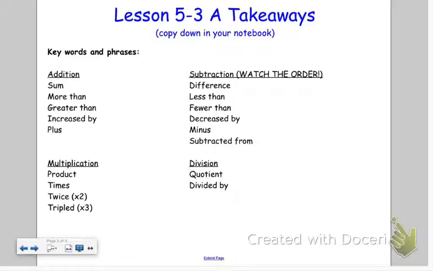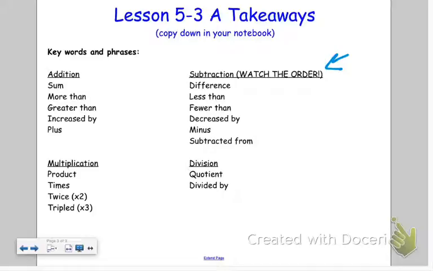Subtraction, notice subtraction, the list is huge. It's much longer than addition and multiplication and division. There's so many different ways to express subtraction. But you also have to be very careful. Watch your order. I put that in capital letters for a reason. For subtraction, you can describe it by using the word difference, which you know means the answer to a subtraction problem. You could use less than or fewer than. You could do decreased by, or of course minus, and subtracted from.